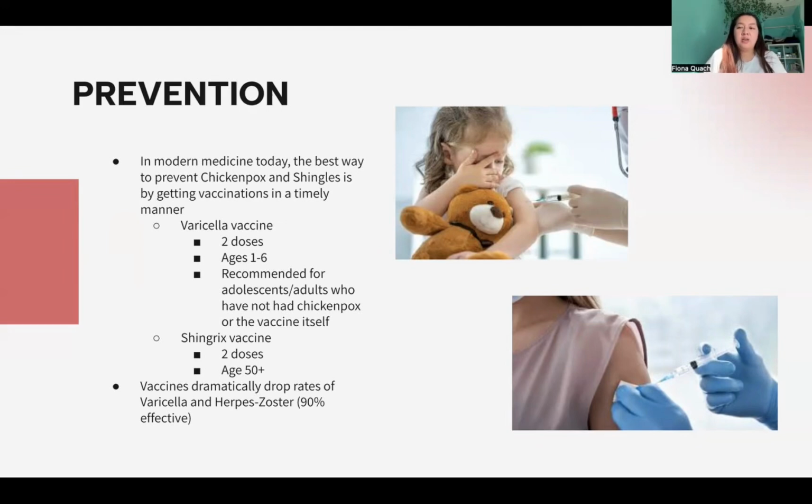For shingles, the vaccine you can get is called the Shingrix vaccine. This is also given in 2 doses. The only difference is that for the shingles vaccine, you usually get it later on in life. You get it if you're 50 or over, so there's a little bit of a waiting gap between the chickenpox and the shingles vaccine. But again, the shingles vaccine is still recommended if you meet the criteria for it. Vaccines have dramatically dropped the rates of varicella and herpes zoster virus, and these vaccines have been seen to be at least 90% effective, and we've seen rates drop dramatically because of these vaccines.